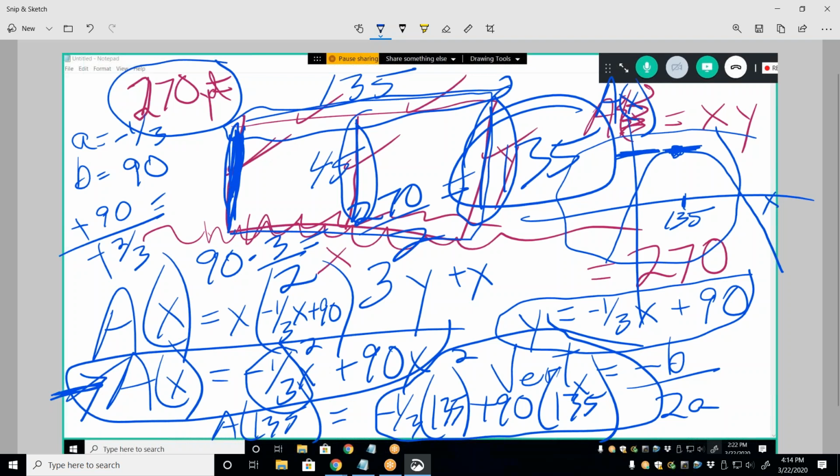In other words, the area is base times height. Base is 135, the height is 45. Easier than doing this on a calculator. You get the same answer, but 45 times 135 is 6,075.